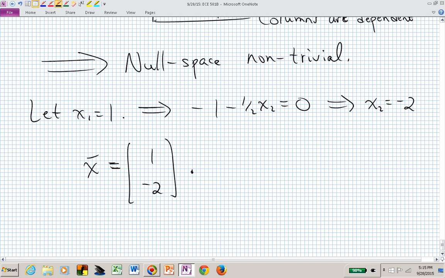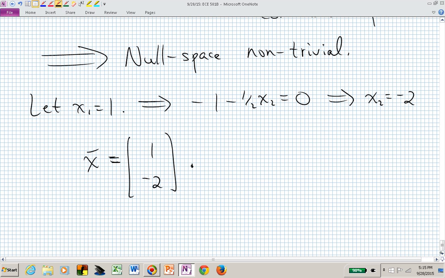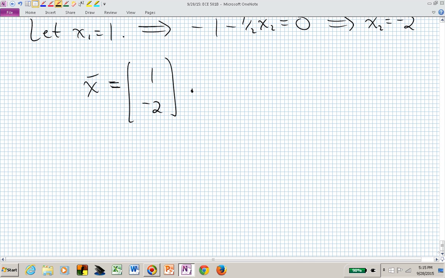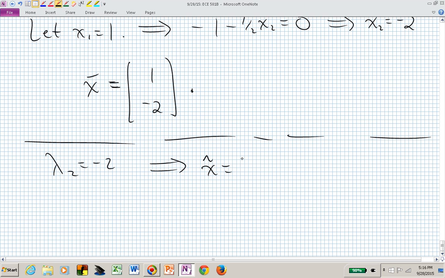Let me now just give you the next eigenvalue-eigenvector combination. Suppose that I now said that lambda sub 2 is equal to minus 2, which we know it is. Well, we get dependency, but let me just write down that this gives us, let's say it's not the same vector, let's call it x hat, is now 1, 2.